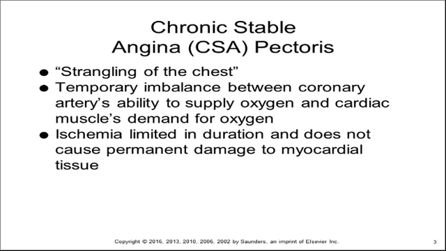And you see this in patients that generally have what we call a fixed atherosclerotic plaque. That means they've got some plaque buildup in there, and it's just in one spot, and it's fixed to the wall of the vessel. You can see this in patients that have a small amount of heart disease, patients who eat high fatty foods, overweight people. The chronic CSA is generally relieved with nitroglycerin or with the patient just resting. A lot of times physicians can put patients on certain types of drug therapy that helps with the stable angina. It's just a temporary imbalance between the coronary artery's ability to supply oxygen and the cardiac muscle's demand for oxygen. This is limited in duration, and it doesn't cause permanent damage to that heart muscle.